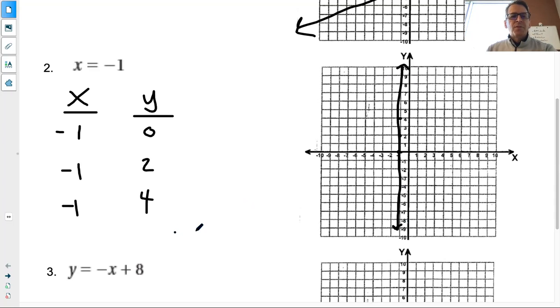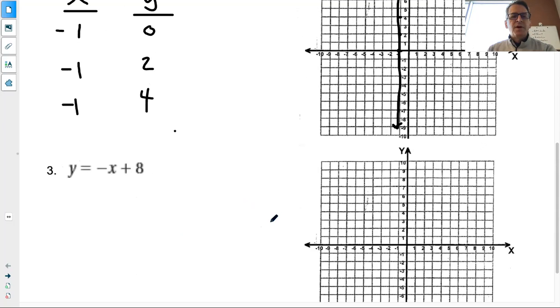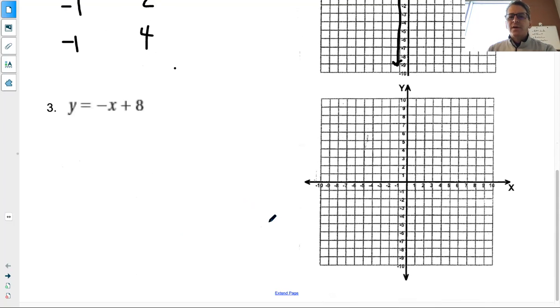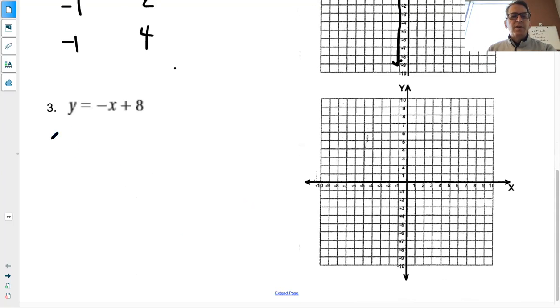Number 3, y equals negative x plus 8. Okay, I'm going to do 2 methods here. I'm going to use my table, x and y, and I'm also going to use my slope and intercept. So my slope for number 3 is -1, or in other words, -1/1, and our intercept is 8, +8.